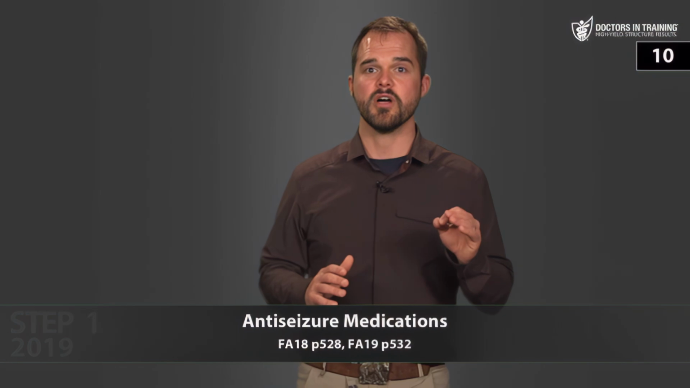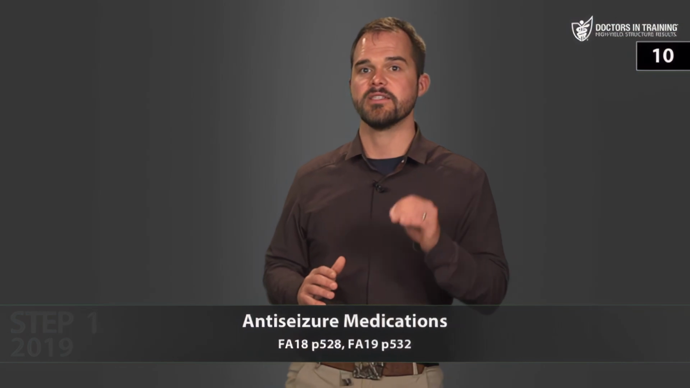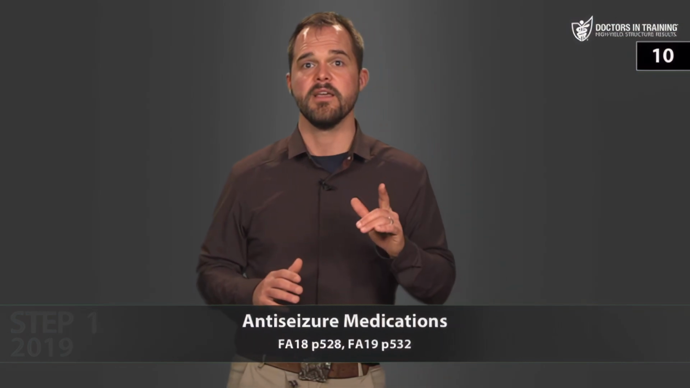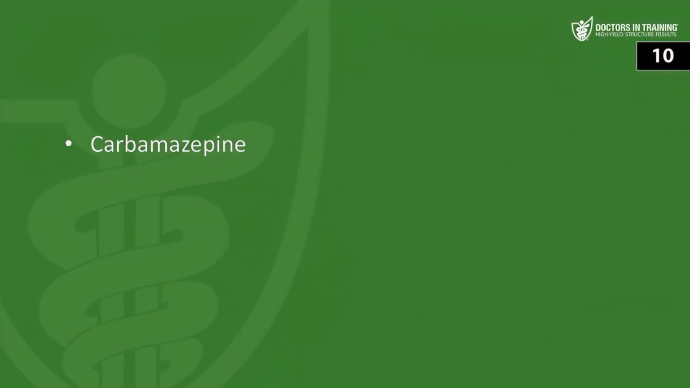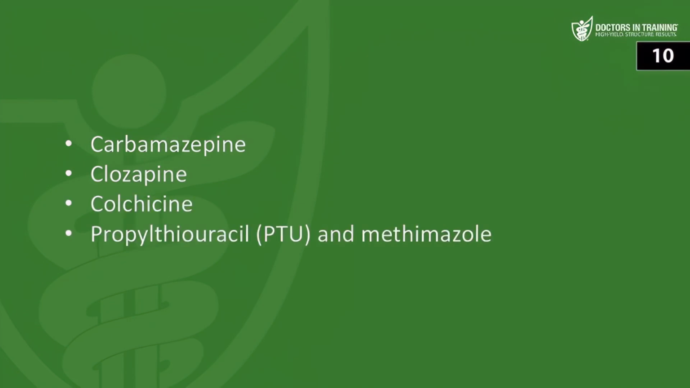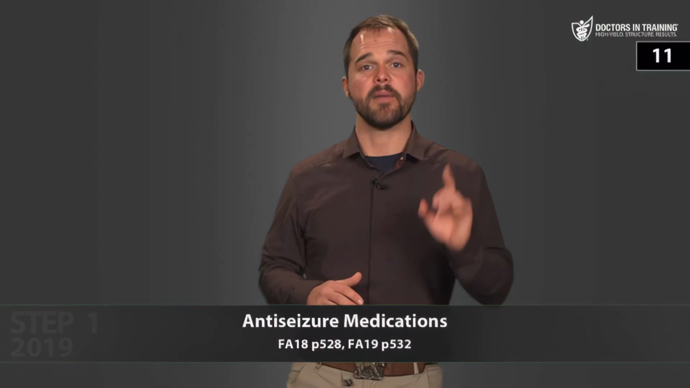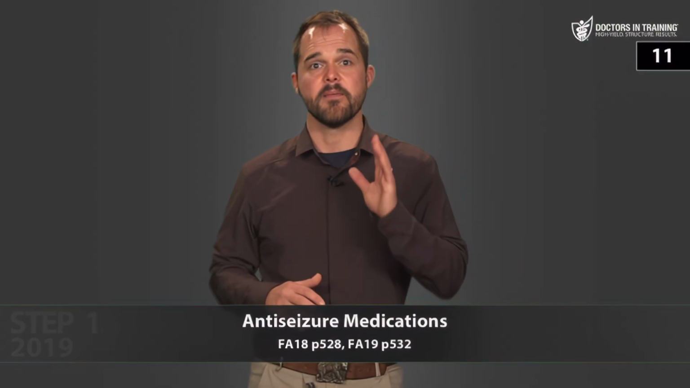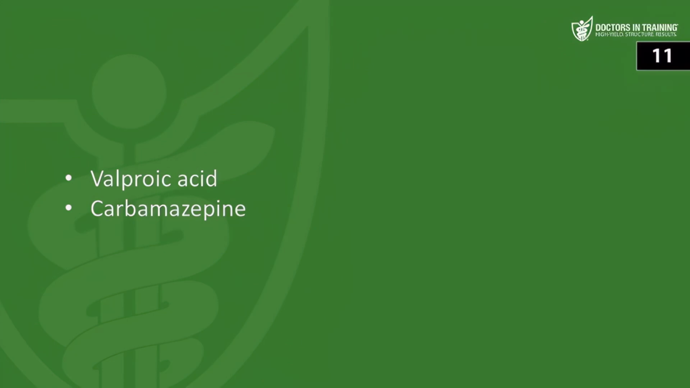Next, what drugs are known to cause agranulocytosis? A helpful way to remember this is the C's: carbamazepine, which is the seizure drug, clozapine, which is an antipsychotic, colchicine, which is a gout drug, and then PTU and methimazole, which are your antithyroid medications, can also cause agranulocytosis. Next, hepatotoxic antiepileptics. The main two to know are valproic acid and carbamazepine.